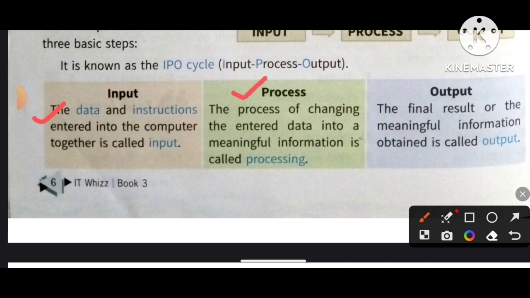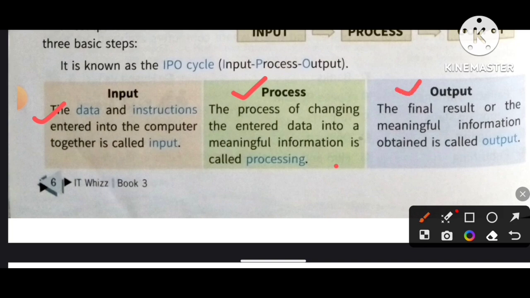Next is process. What is process? The process of changing the entered data into meaningful information is called process. When we put in some instruction, it is processed in the processing device, the CPU. For example, when we put our pencil into the sharpener, our pencil is the input, and the sharpening is the process. Whatever data we put in the computer is converted into meaningful information, and that is called processing.